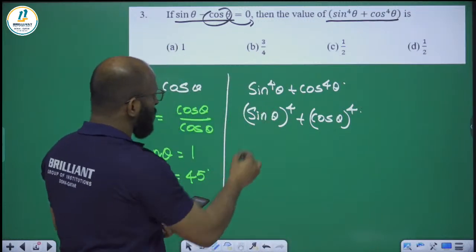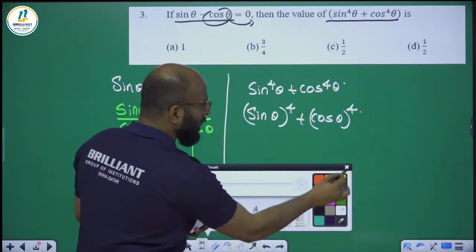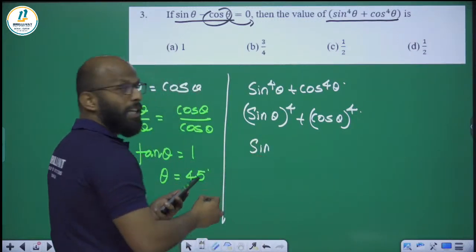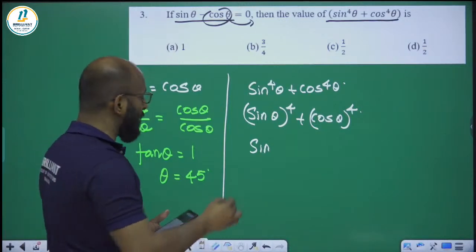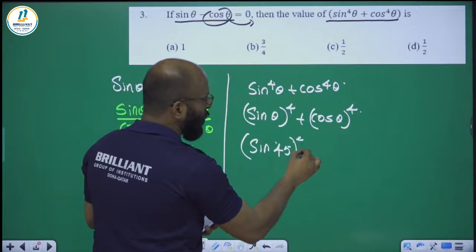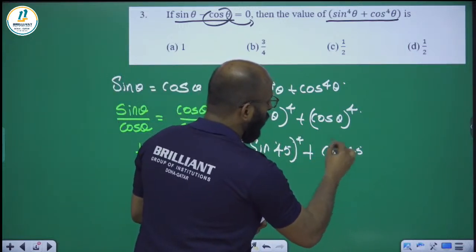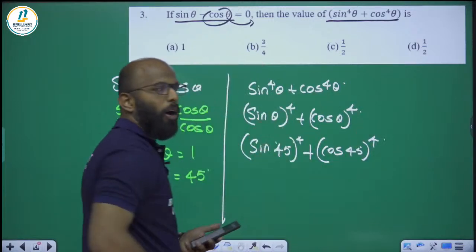Now we can substitute the theta value there. Theta is equal to 45 degrees. So sine 45 whole raised to 4 plus cos 45 whole raised to 4.